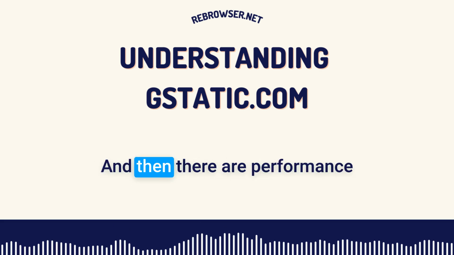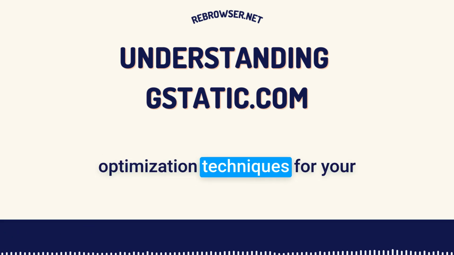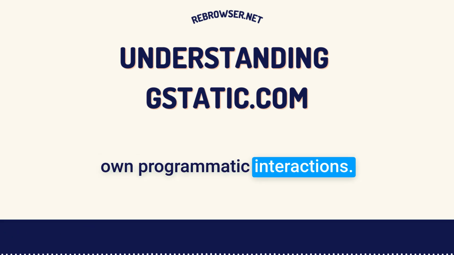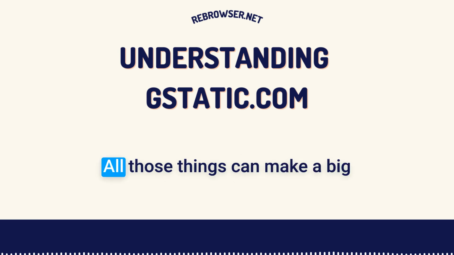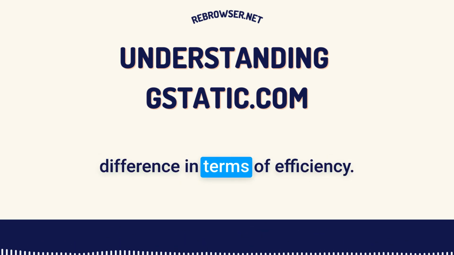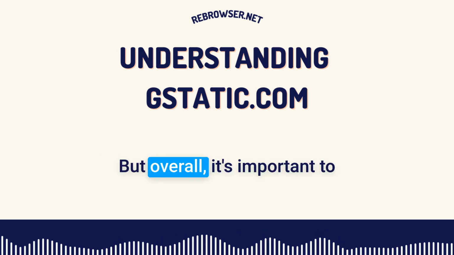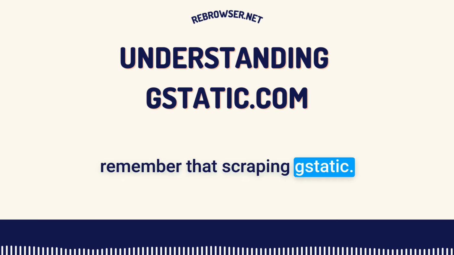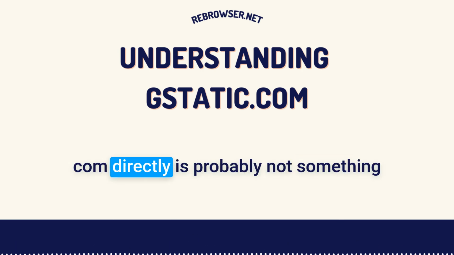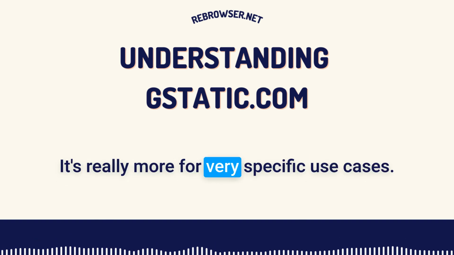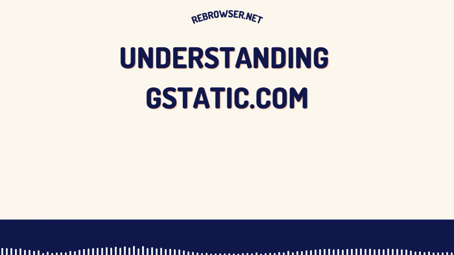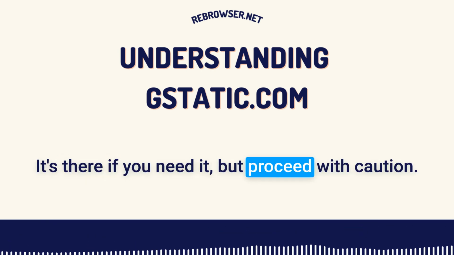Kind of. And then there are performance optimization techniques for your own programmatic interactions. Things like asynchronous requests, caching, reusing connections. All those things can make a big difference in terms of efficiency. But overall, it's important to remember that scraping gstatic.com directly is probably not something most people need to worry about. It's really more for very specific use cases. Got it. So it's there if you need it, but proceed with caution.